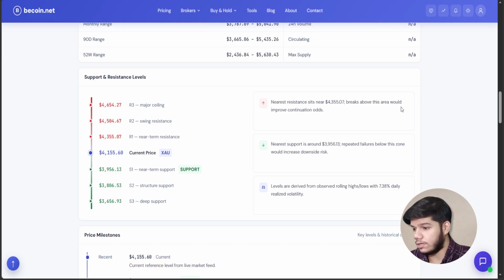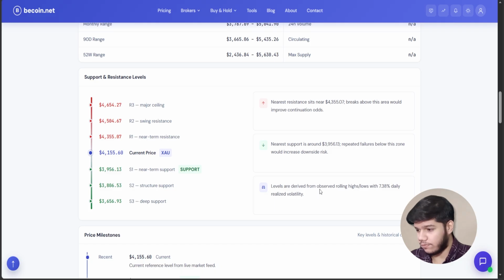Breaks above this would improve continuation odds. Means if the price goes upside with the momentum and the volume, price could eventually rise higher. And the nearest support is around $3,956. Repeated failures below the zones would increase the downside risk, which means if the price goes downwards below this resistance, below the support again and again, you will find the price eventually dipping lower.